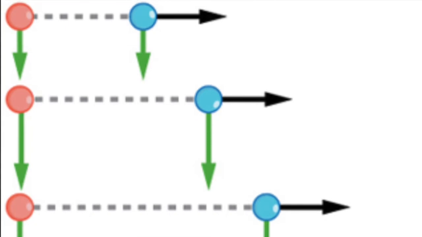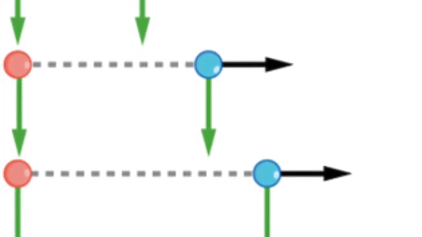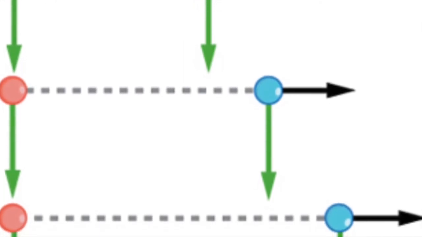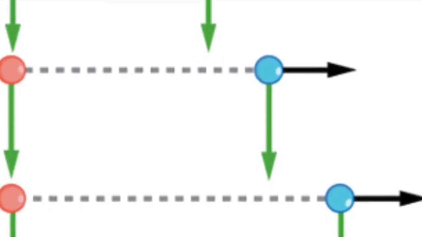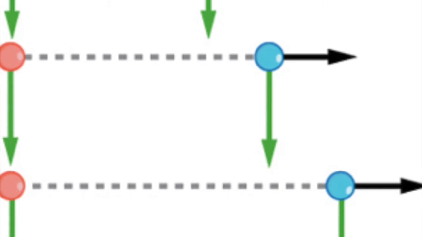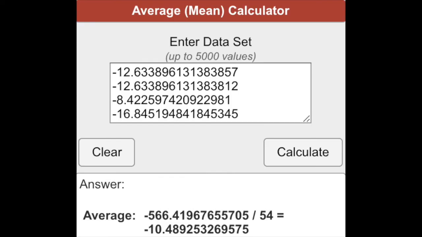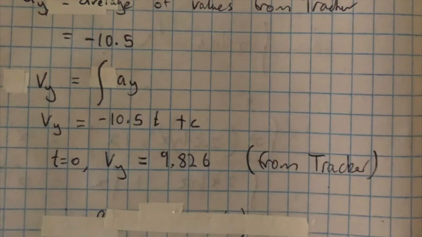Due to Galileo's observation of gravity, it is always a constant value. However, in order to find this, we can't just go with 9.8 or 10 meters per second squared. Because of air resistance and the uneven field and the unreliability of the phone's camera, I decided to use a table of values for vertical acceleration that Tracker gave me, and take the average, which ended up being negative 10.5. I integrate this to get the function of vertical velocity.